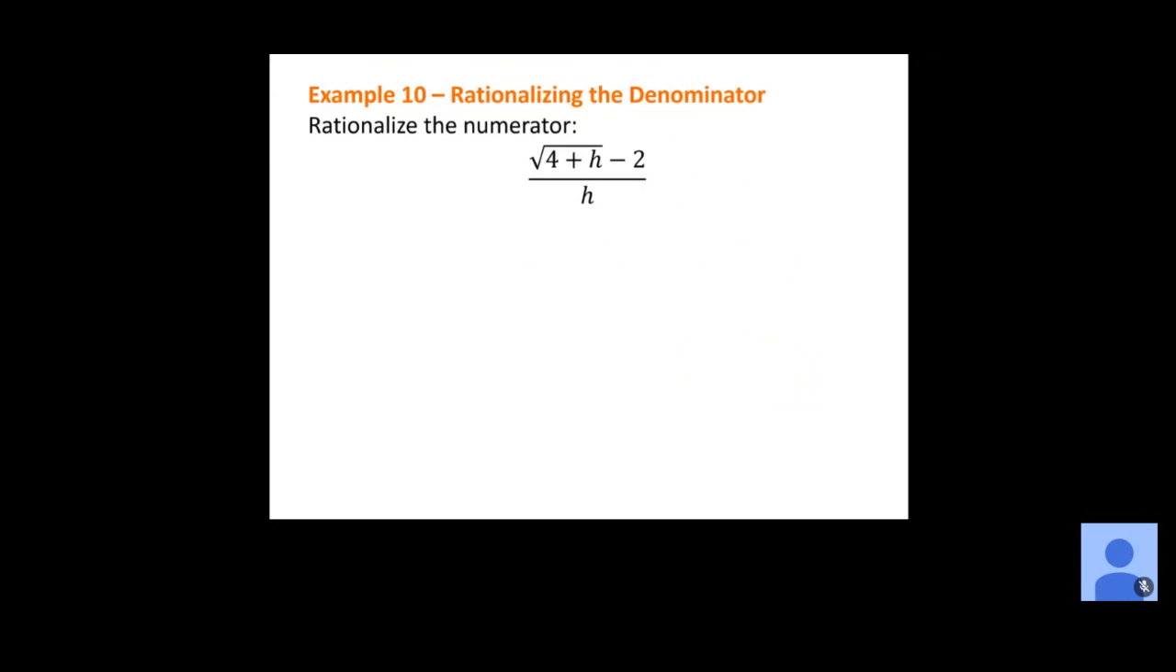All right. Now, there will be times, especially if you go on to calculus, where you actually want to rationalize a numerator instead. Okay, so in this case, we've got square root of 4 plus h minus 2 all over h, and we want to rationalize the numerator, meaning get rid of the radical in the numerator. So what are we going to have to do this time?